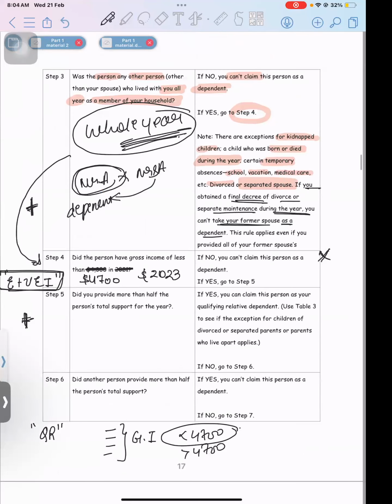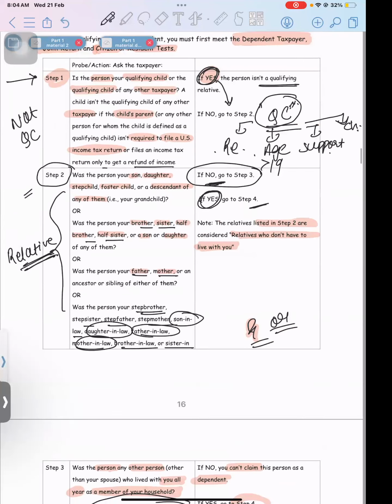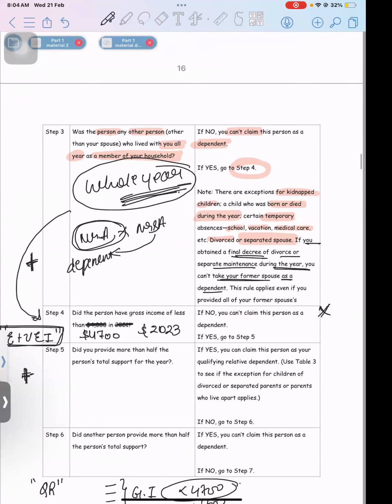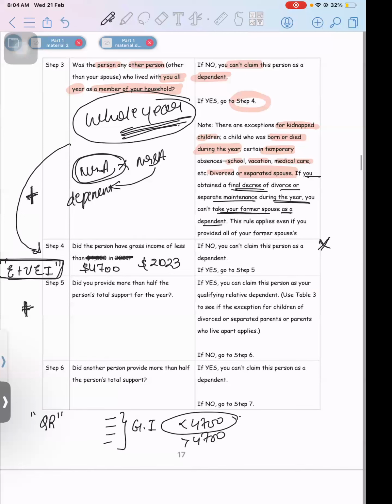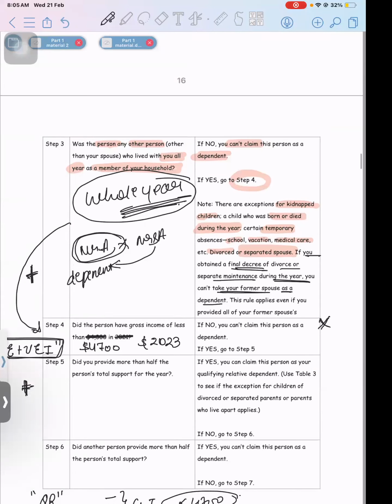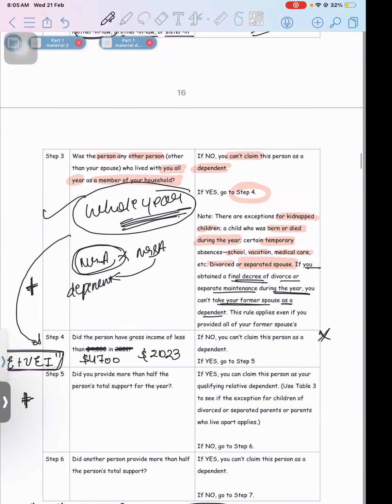Okay, please remember the steps should be followed from the first only. Don't directly jump to the gross income test. They will give you this also and they will give you other criteria also. Make sure to check this one also, whole year.